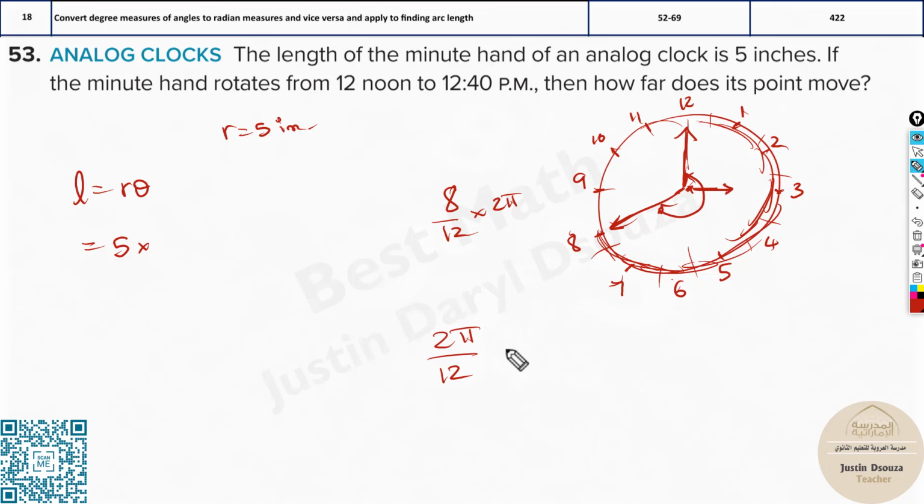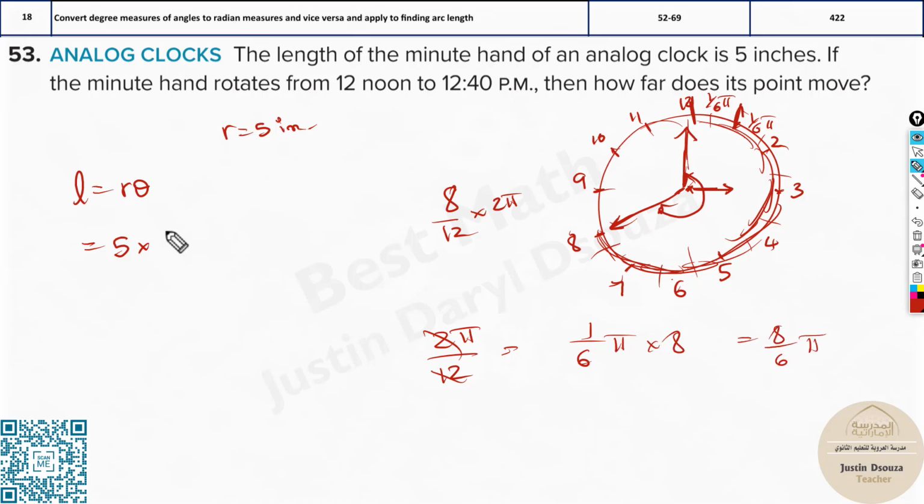So whatever answer we get over here, it is how much? 1 by 6 pi, isn't it? So each of these segments, 5 minutes, is 1 by 6 pi in radians. So how many are there? Till 8. Multiply this by 8 and you will get the answer. It will be 8 by 6 pi.